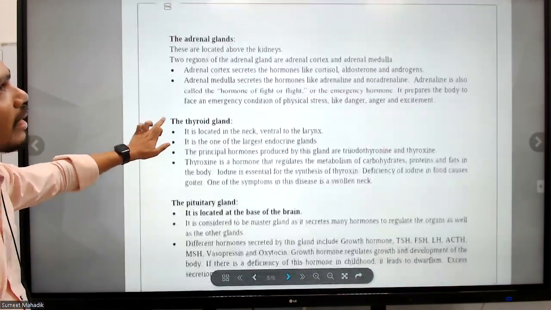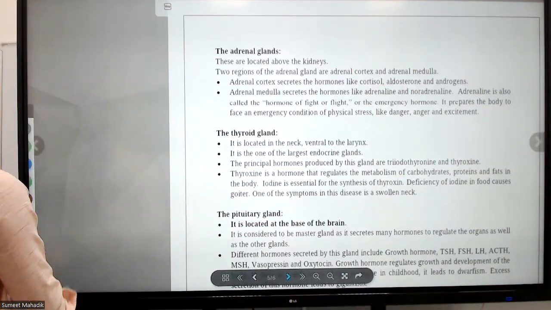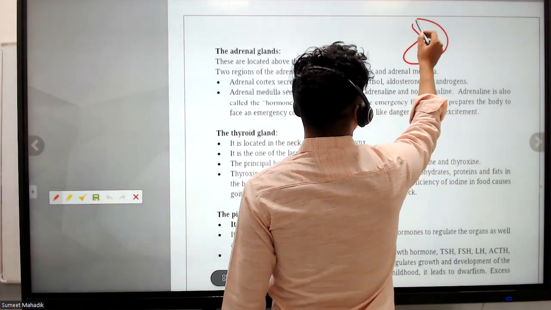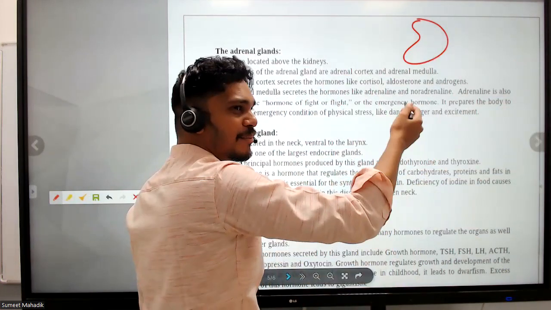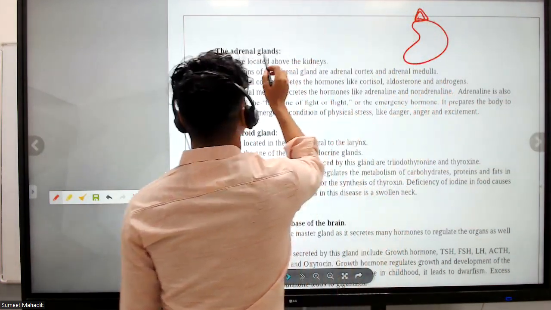Yes, now we're going to study about the functions. First is the adrenal gland. Tell me where the adrenal gland is found. Suppose this is your kidney, something is there above. That is called the adrenal gland.